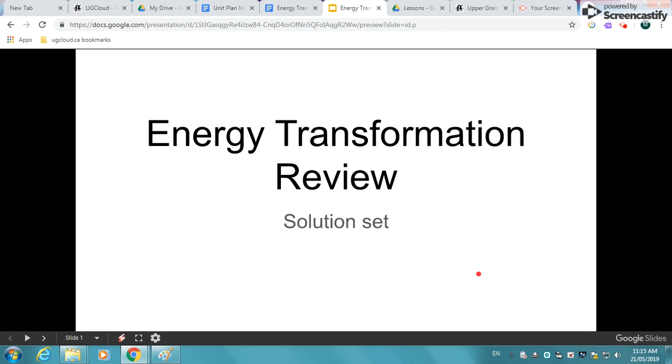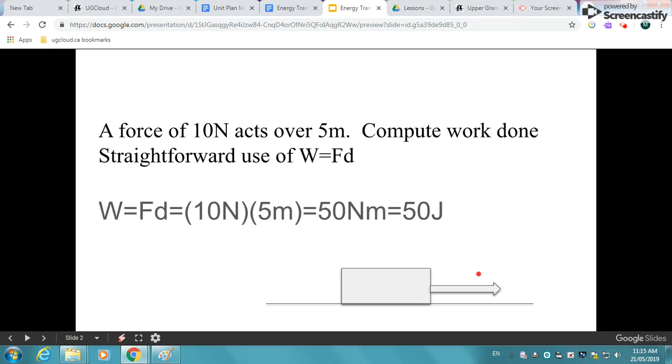This is the solution set to the energy transformation review. The first questions involved straight application of a single formula. A force of 10 Newton acts over 5 meters. You would just need this formula, put in your numbers, calculate the answer, and don't forget that Newton meters are joules.